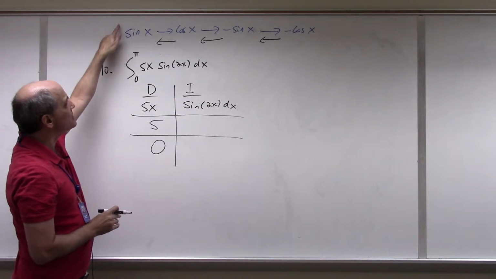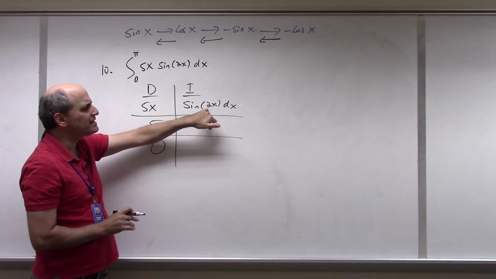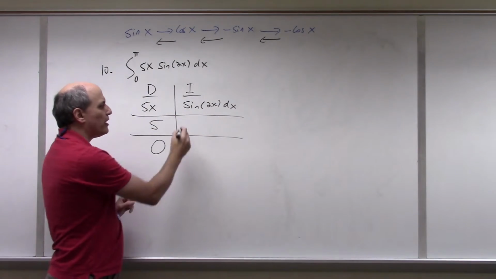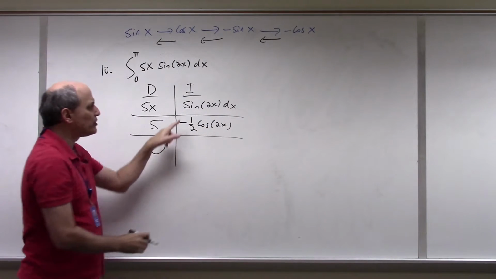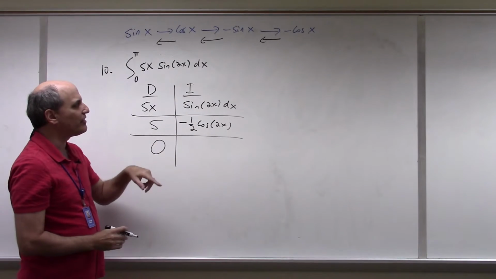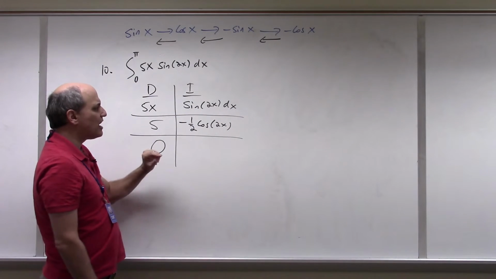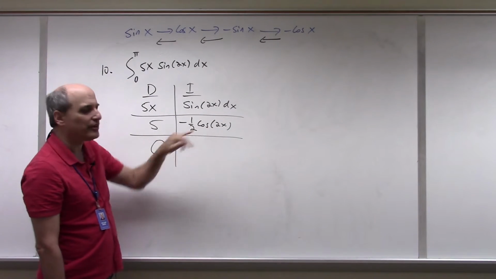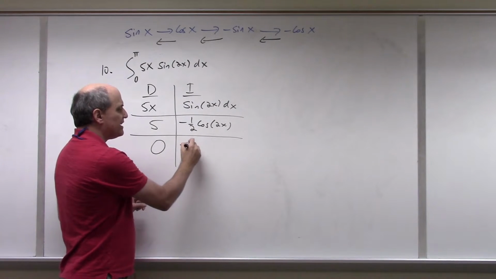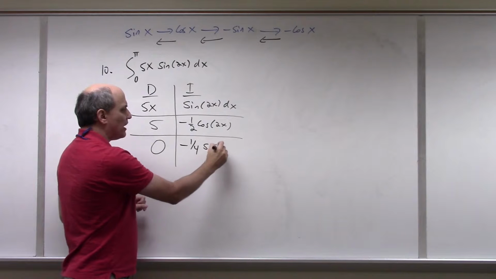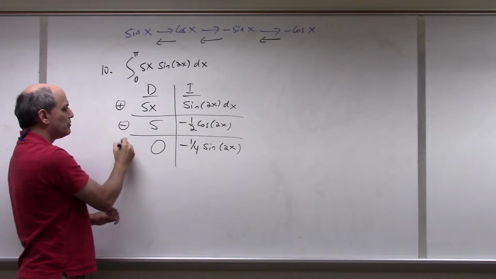If I integrate sine, I get negative cosine. And again, since I'm integrating, instead of multiplying by 2, I need to divide by 2. So the integral of sine of 2x is negative 1/2 cosine 2x. The integral of negative cosine is negative sine, and again I have to pull out another 2. That is, I have to divide by 2 again. That'll give me negative 1/4 sine 2x, plus, minus, plus.